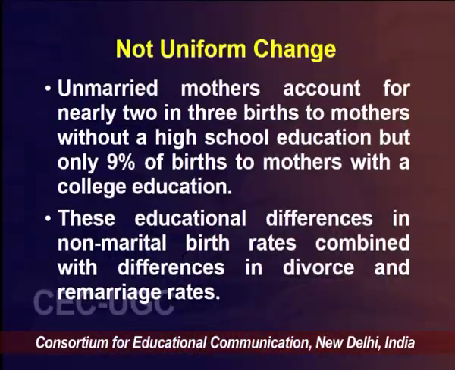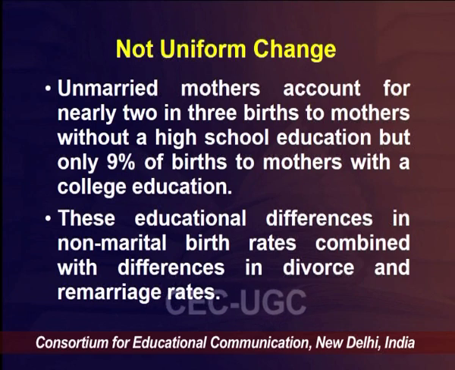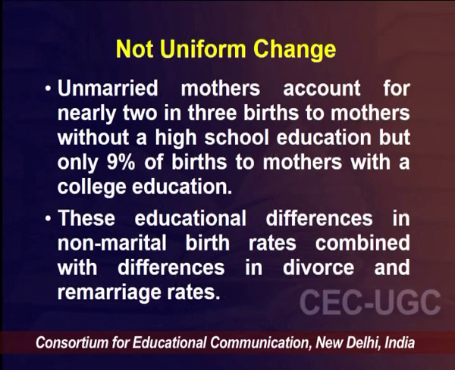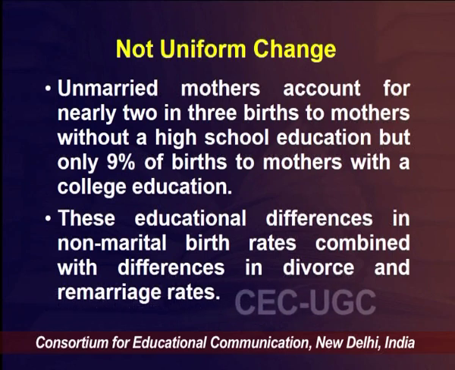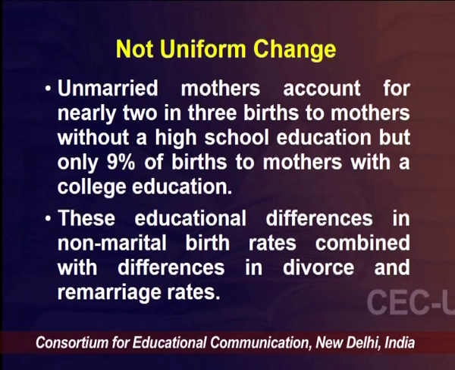Unmarried mothers account for nearly 2 in 3 births to mothers without a high school education, but only 9% of births to mothers with a college education. These educational differences in non-marital birth rate are combined with differences in divorce and remarriage rate. So, they are giving us statistics and data to prove the argument that gender inequality is affected by the race and education level of the women.